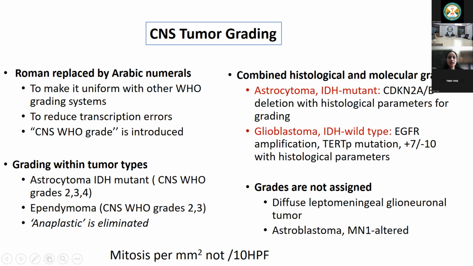The other recommendation by the WHO is to count mitoses per square millimeter area and not per 10 high power fields. In order to do that, we need to measure the field diameter of our individual microscopes so that the field that we are counting is accounted for accurately and there is no inter-observer variability.